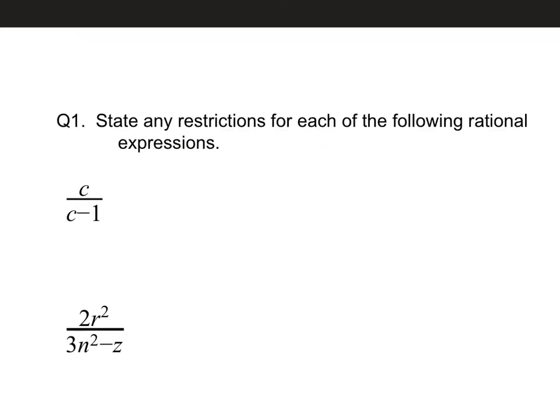So let's start by looking at a few different rational expressions, and we want to state any restrictions on each of these rational expressions. Restrictions would be values which would make our denominator equal to 0. So we have c minus 1 in the denominator. We have to make sure that whatever value c is equal to does not make the denominator equal to 0. And we have c minus 1 equals 0. If we add 1 to both sides, that tells us that c cannot equal 1. So this would be the non-permissible value for this rational expression.